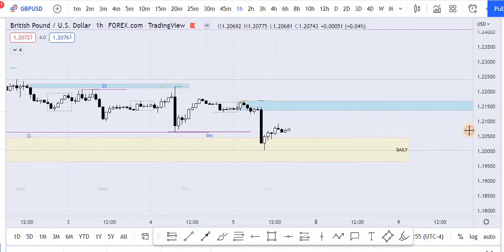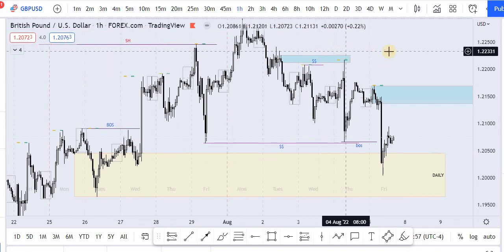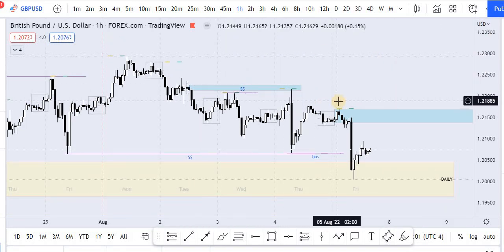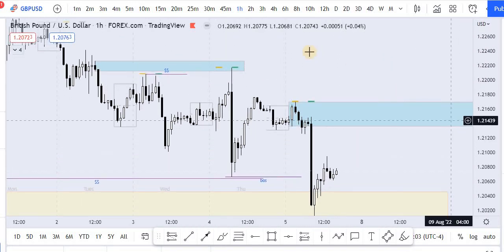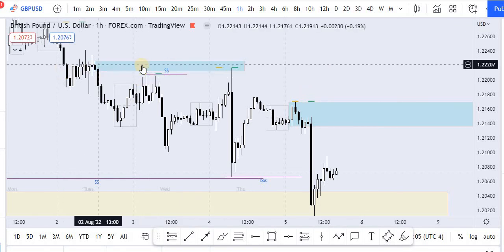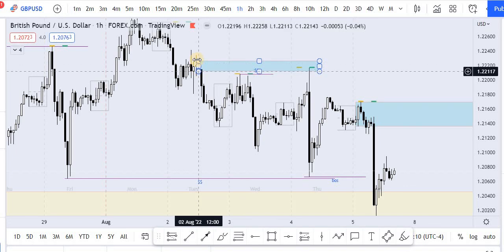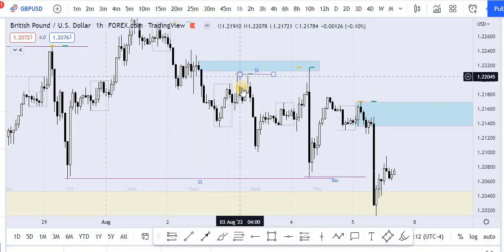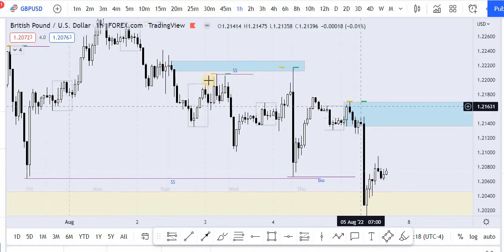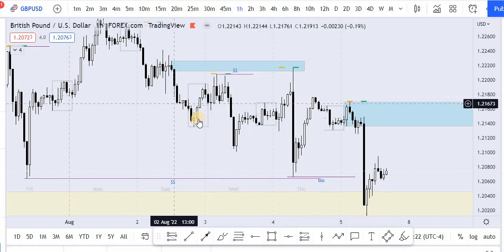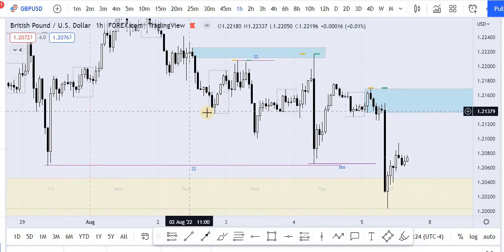In the 1 hour I have something beautiful to say. When you mark your zone, never do away with your zone. Just imagine this. You could have marked this 1 hour supply zone, and price never got to it. You didn't know that they are using it as liquidity inducement, even after this break of structure.